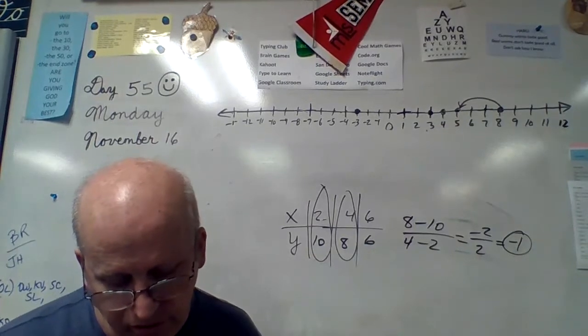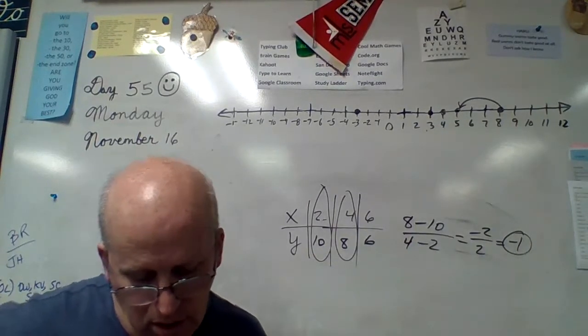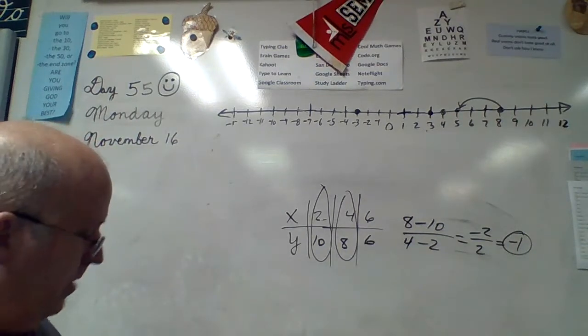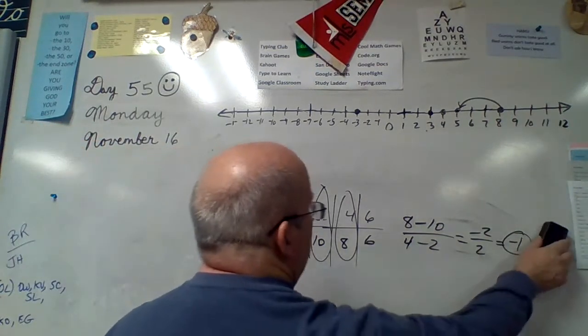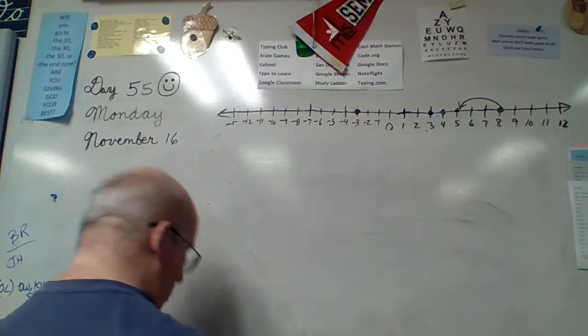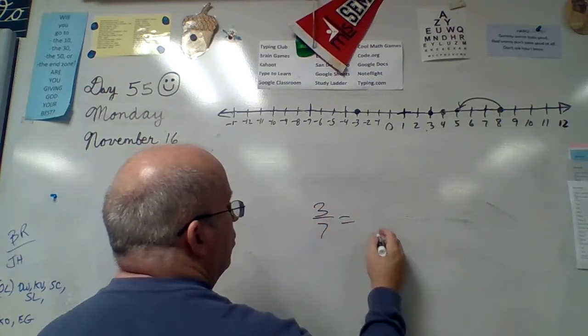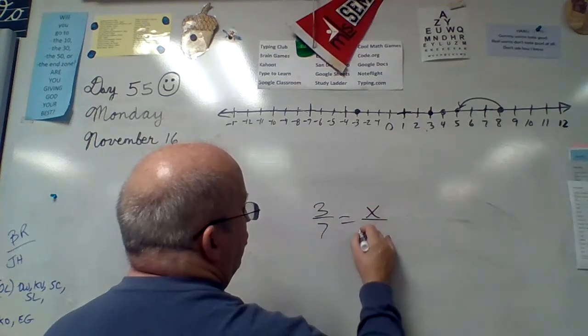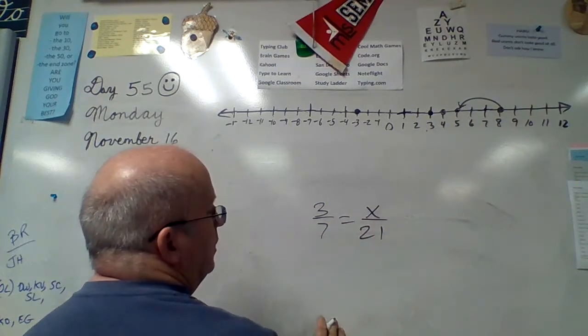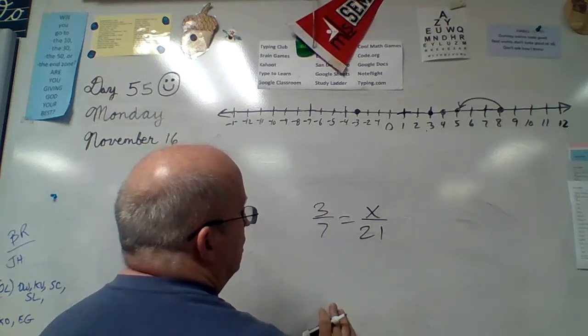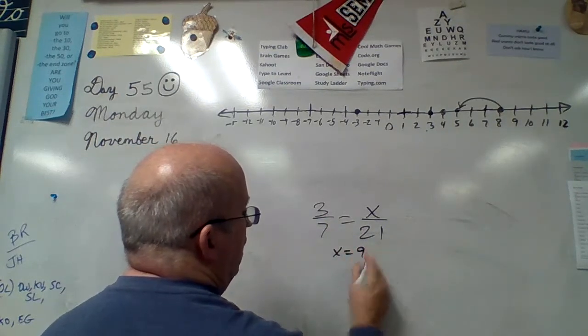Oh, how about 16 to 20? 16 to 20, do you remember how to solve a proportion? I hope you do. It's just simply cross multiply and divide by the remaining number, right? So if I had 3/7 equaling, how about x over 21? I could take the 3 times the 21 and divide by 7. In this case, x would equal 9, right?